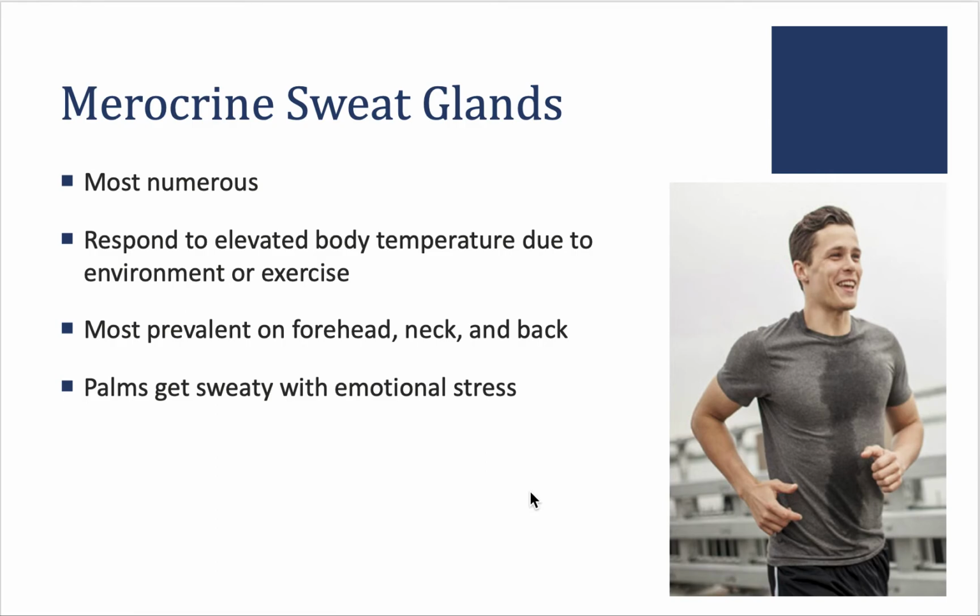Additionally, our palms can get sweaty with emotional stress and those are merocrine sweat glands as well. Merocrine sweat glands are most prevalent on the forehead, the neck, and the back, but they are all over our body.